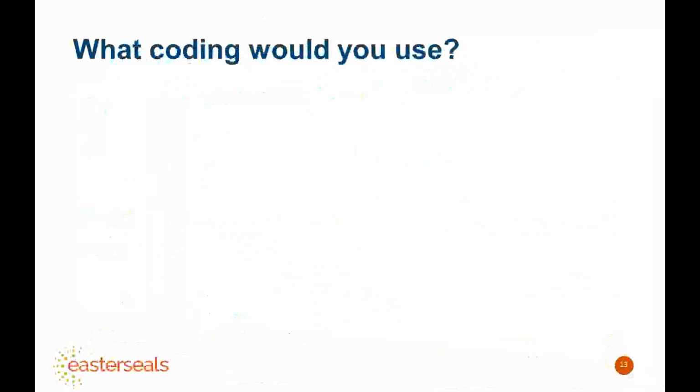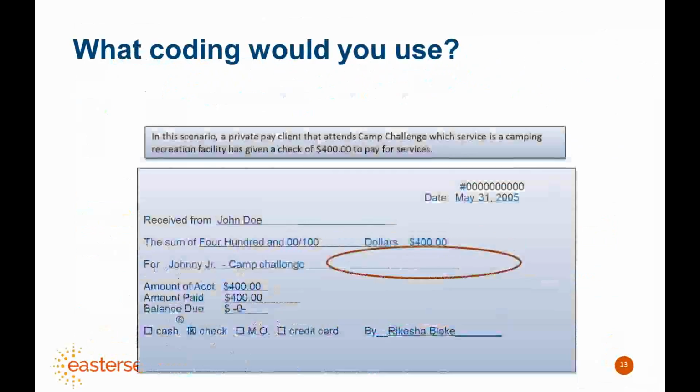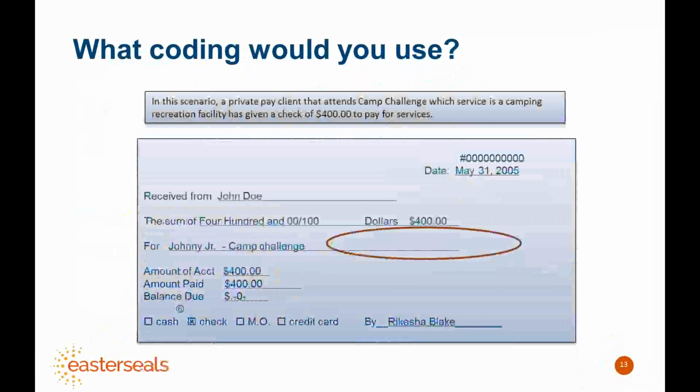Let's try another one. Let's give you another chance to practice. So in this particular scenario, you have a private pay client that attends Camp Challenge, which is a camp and recreation facility, and they've given a check of $400 to pay for services. On your for line, you've already written Johnny Jr. and Camp Challenge. So I'm going to give you a second to go ahead and select the coding that you would use for Camp Challenge. And the hint on this is that this program has its own AR account. So go ahead and pause the video and figure out what GL code and location you would use using your cheat sheets.